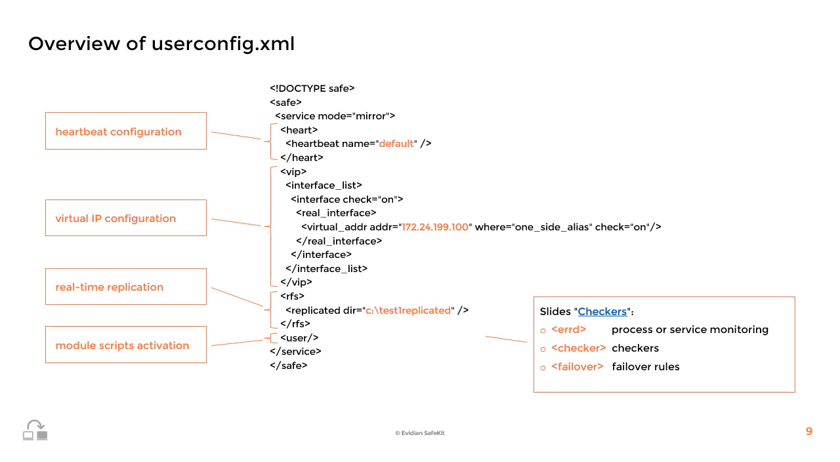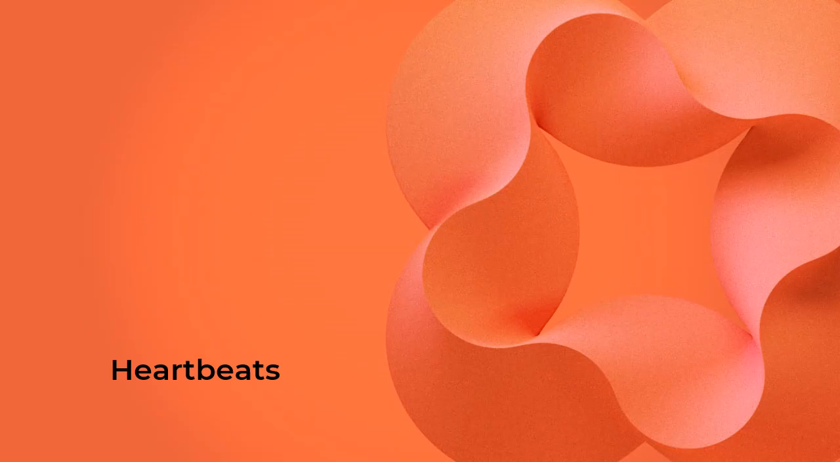Next, you see the real-time replication and the path of folders to replicate. Following that, you have the user tag, which enables the execution of restart scripts. The three other tags on the right of the slide concern checkers and are explained in the checkers slides. Let's detail the heartbeats configuration.